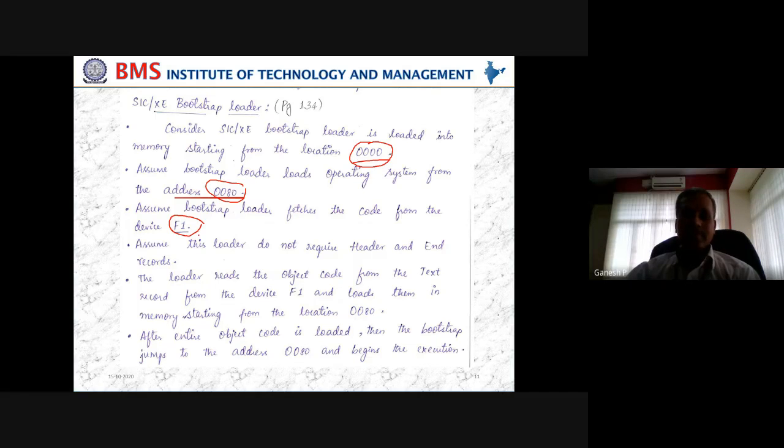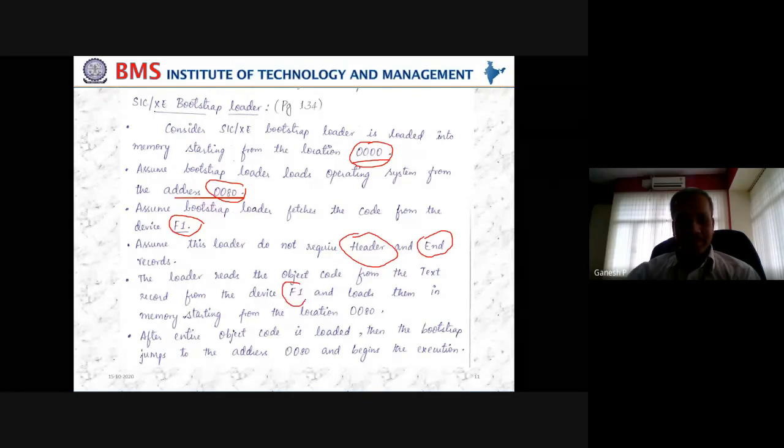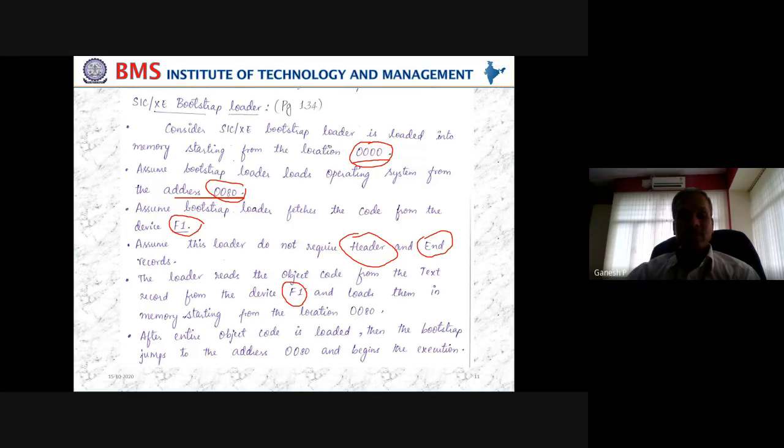So this loader is an absolute loader, and this is a very special loader, and hence we don't need to have a header record and end record, because it is a special program, and hence no header and end records will be available. It is only a very simple program that is going to be part of that. Now, from F1, we need to take the data. The data is nothing but our operating system data. Where do we have to load that? We have to load from F1 at the location 0080. That's what we have to see.